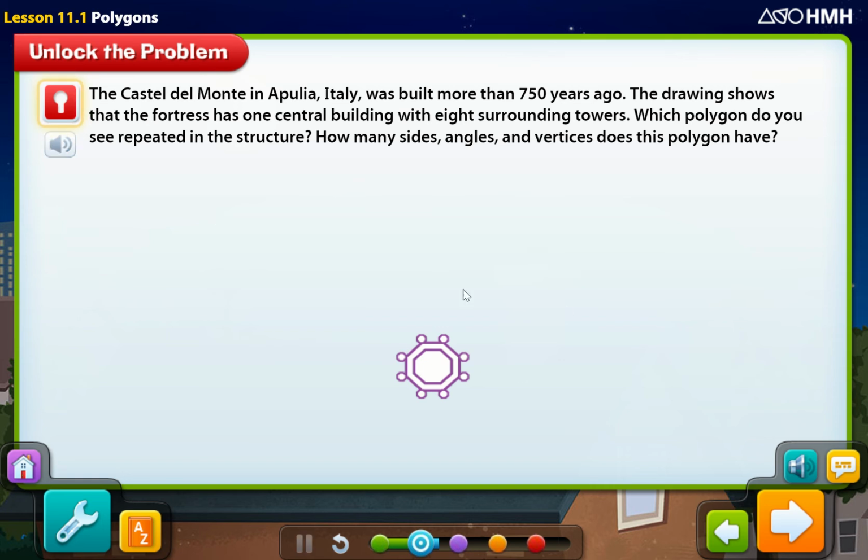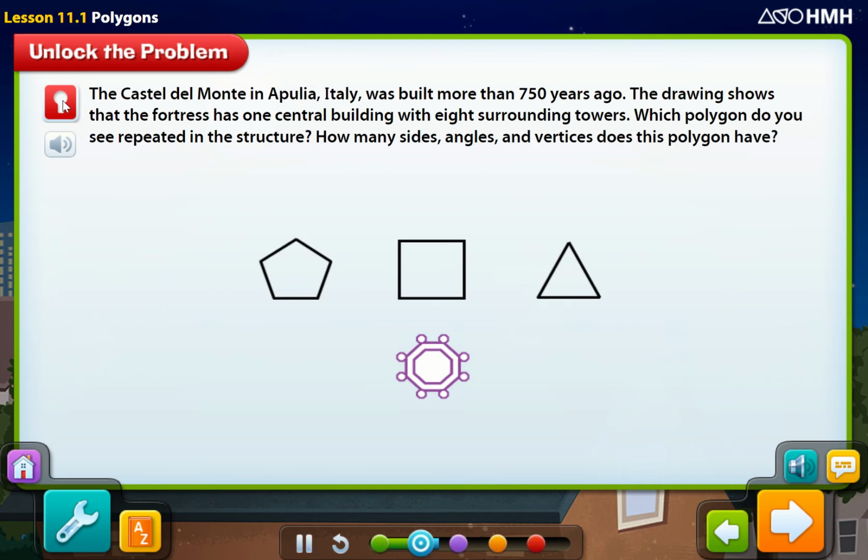All right, so this is the drawing of the fortress, and I see where it says the central building. That must be this right here, because that's in the middle. That's the central building. And there are 8 surrounding towers. Let's see, 1, 2, 3, 4, 5, 6. Yep, those are the 8 surrounding towers. They want to know which polygon do we see repeated in the structure. Okay, well, I can see what polygon this is, but they're asking how many sides, angles, and vertices does this polygon have? Well, let's unlock the problem and find out.